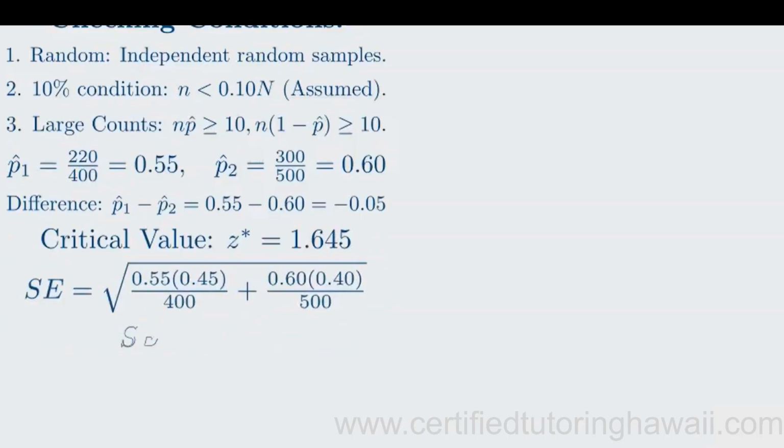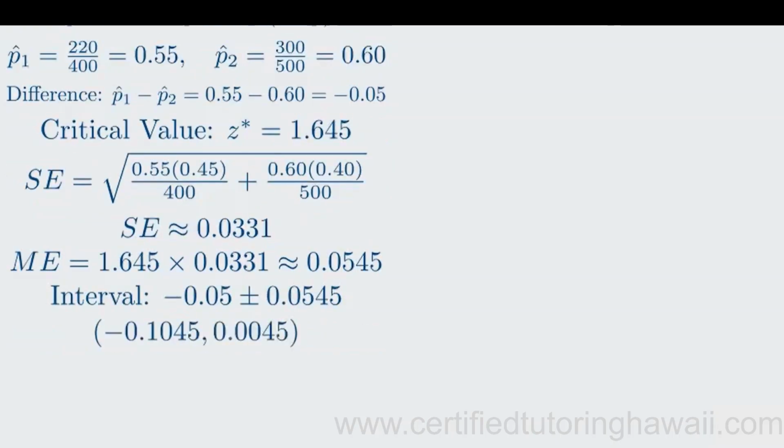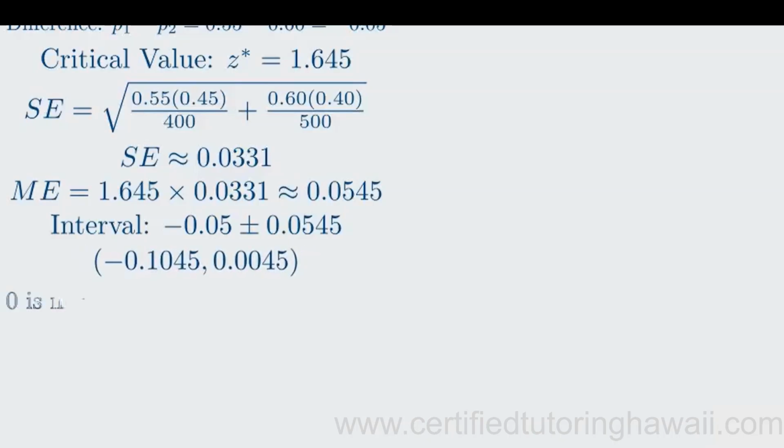Our standard error is calculated using the sample proportions and sizes, and comes out to approximately 0.0331. Multiplying our critical value by the standard error gives us a margin of error of 0.0545. Our final interval ranges from negative 0.1045 to positive 0.0045. Notice that 0 is included in this interval.